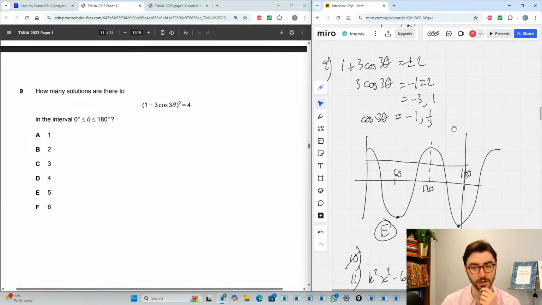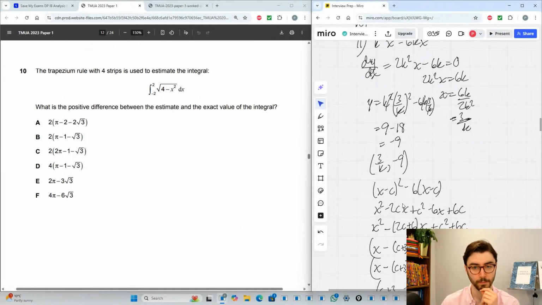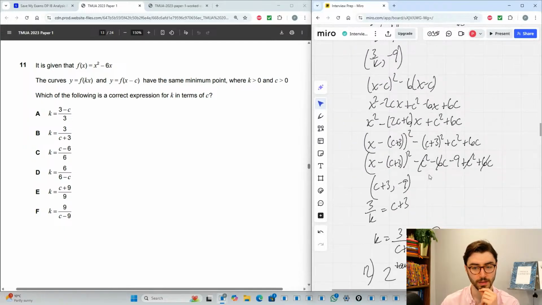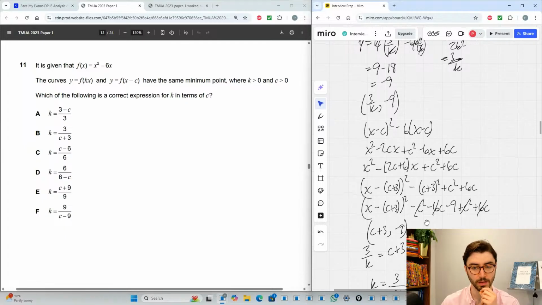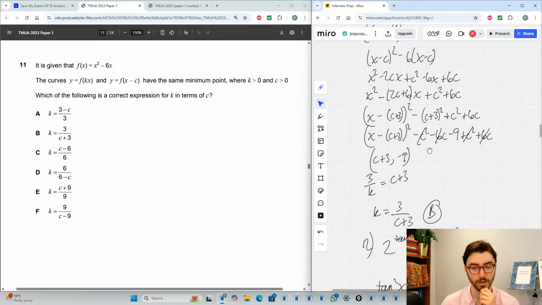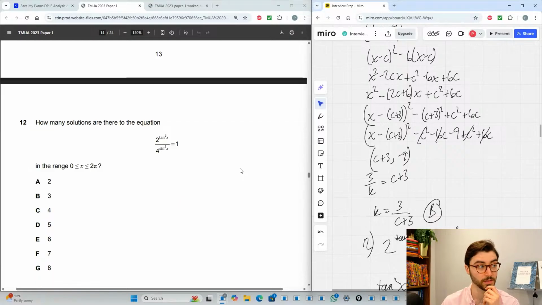So here, I found two possible values of cos theta. So there are 2 minus 1s, and there are 3 1/3s. So I do agree with 5 solutions. I did agree with this. Could have got there faster, but I did agree with it.